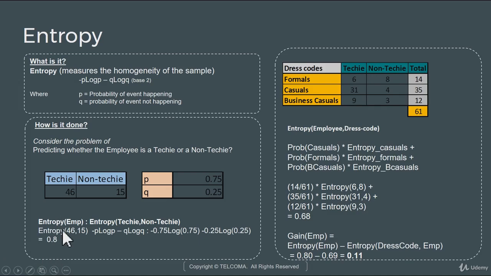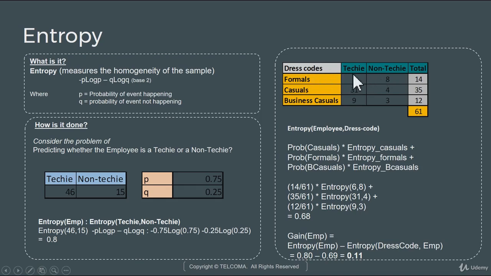Now information gain is given as entropy of the employee, which is entropy between techie and non-techie, minus the entropy of the attribute we're considering right now with respect to the outcome. So entropy of employee, which has values like techie and non-techie, minus entropy of the dress code with respect to the employee. And entropy of dress code with respect to the employee can be calculated as follows. Let's say we have three values over here, formals, casuals, and business casuals.